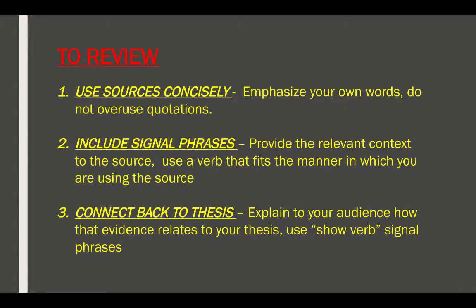All right, just to step back and review, we have a three-step process for integrating sources. Number one, we want to use sources concisely, emphasizing our own words, and once again, don't overuse quotations. About 10% of your paper, again, should be quotations. That's a good number to go off of on any assignment. Two, include signal phrases. Be sure to provide the relevant context to the source, especially the author's name, and then use a verb that fits the manner in which you're using the source. Remember our list on page 406.